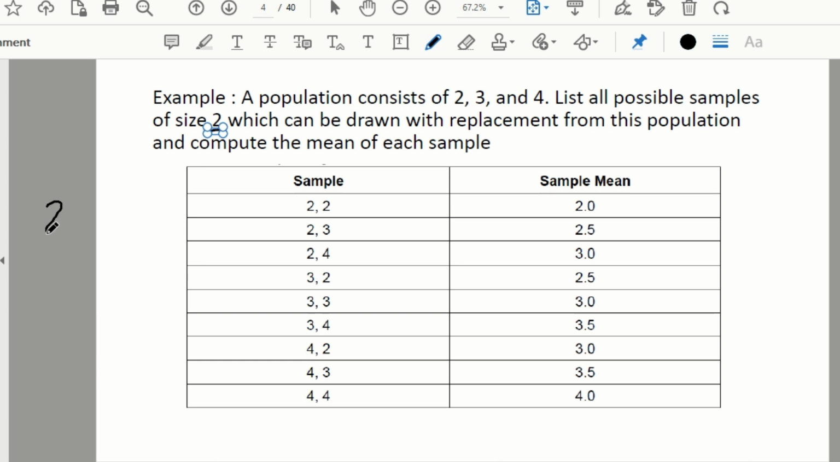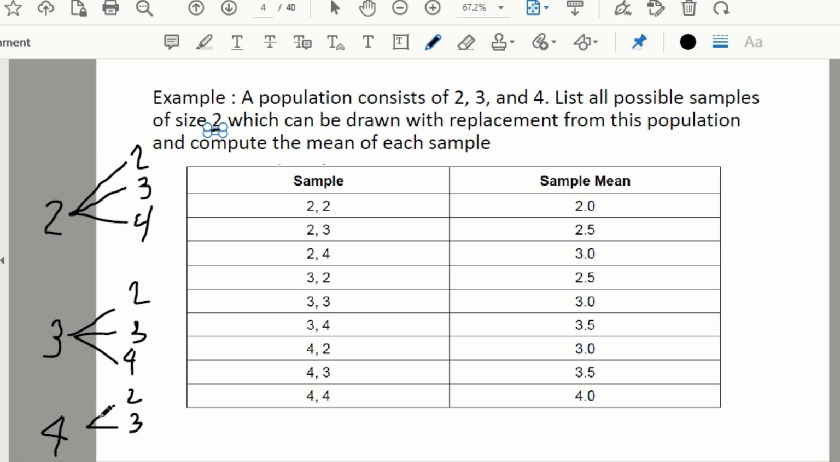So, this is size 2, so we have the first number as 2, 3, 4, and then the second number. 2 can be paired with another 2 because it is with replacement. This can also be paired with 3 and then 4. Now, 3 can also be paired with 2, 3, 4, and so can 4, because this is with replacement, meaning the number can be repeated. So if you notice, we have 2,2; 2,3; 2,4; 3,2; 3,3; 3,4; 4,2; 4,3; and 4,4. That's how we get the list of all possible samples.